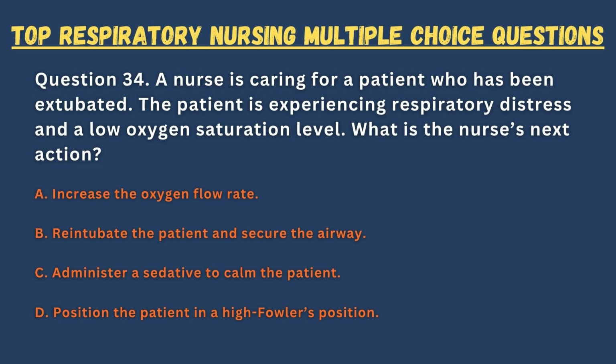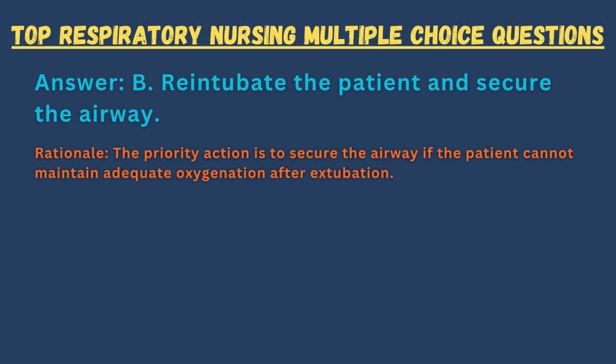A. Increase the oxygen flow rate. B. Reintubate the patient and secure the airway. C. Administer a sedative to calm the patient. D. Position the patient in a high Fowler's position. Answer: B. Reintubate the patient and secure the airway. Rationale: the priority action is to secure the airway if the patient cannot maintain adequate oxygenation after extubation.